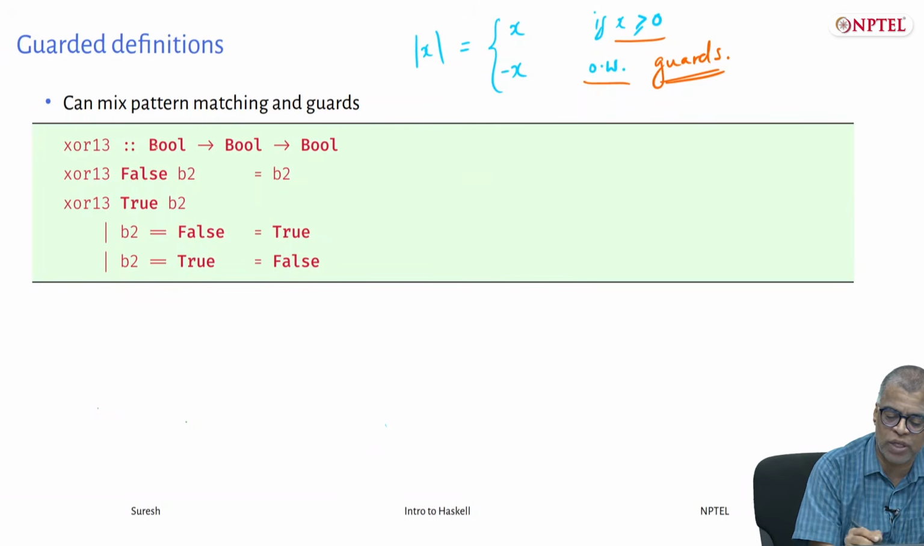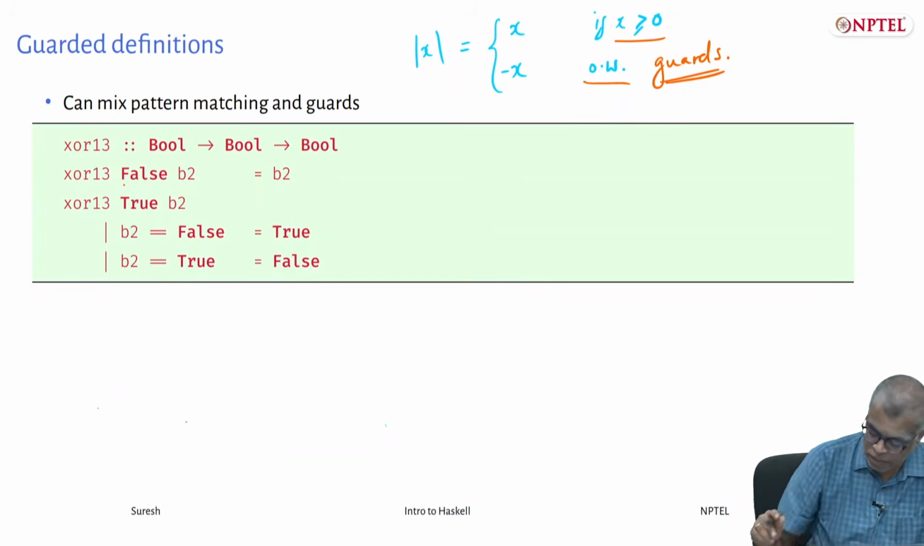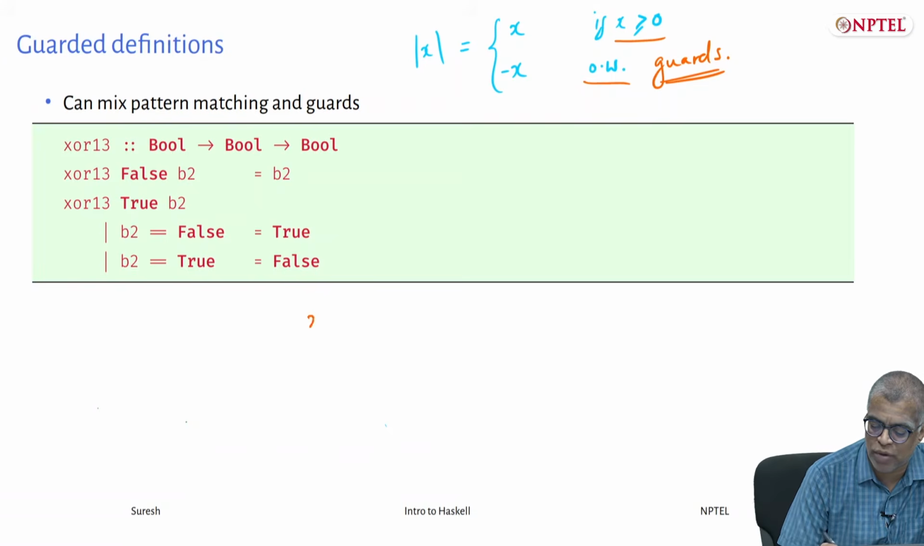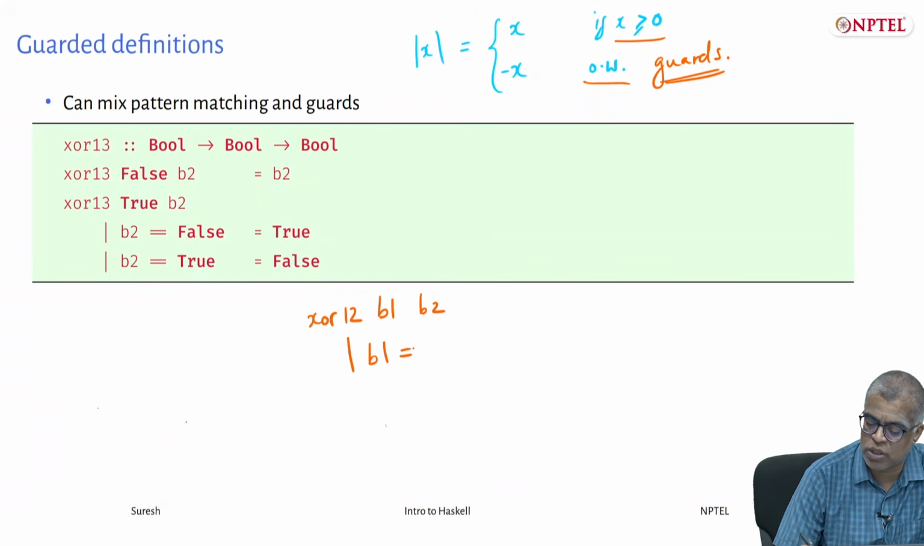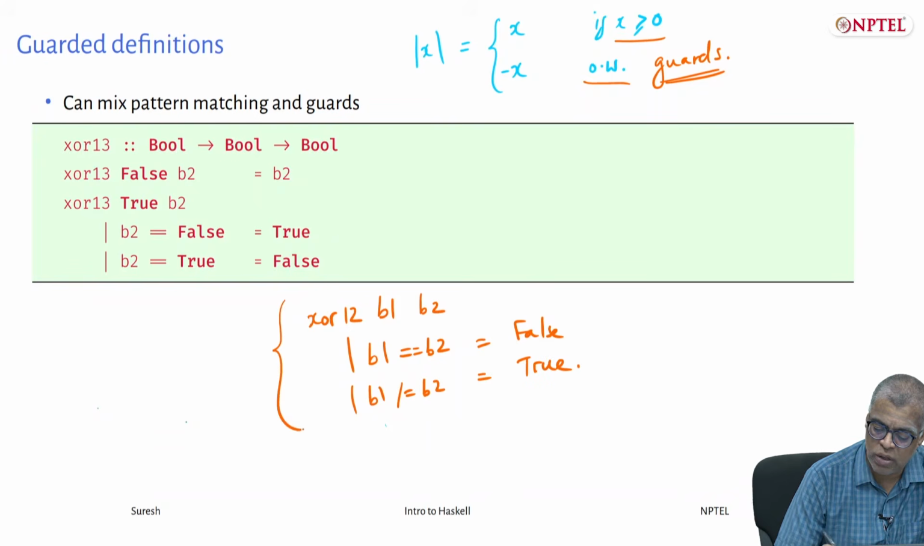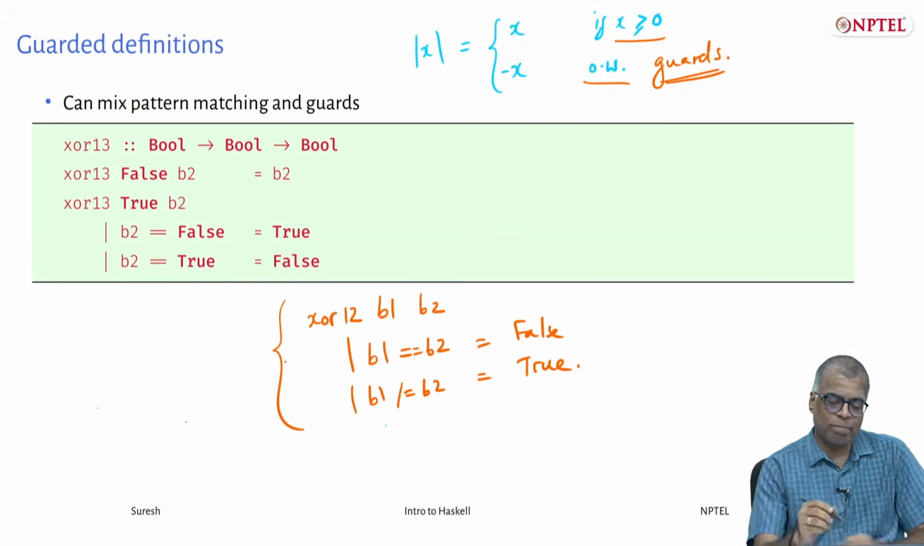So for instance, you can say XOR 13, there is an XOR 12 which is missing. So XOR 12 is purely guarded definition. You might say something like XOR 12 B1 B2. In case B1 equals B2, then false. In case B1 is not equal to B2, then it's true. Okay. So that's a guarded definition.